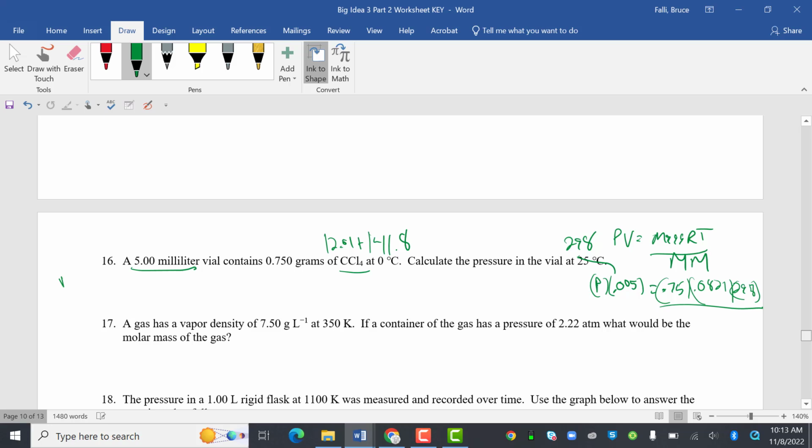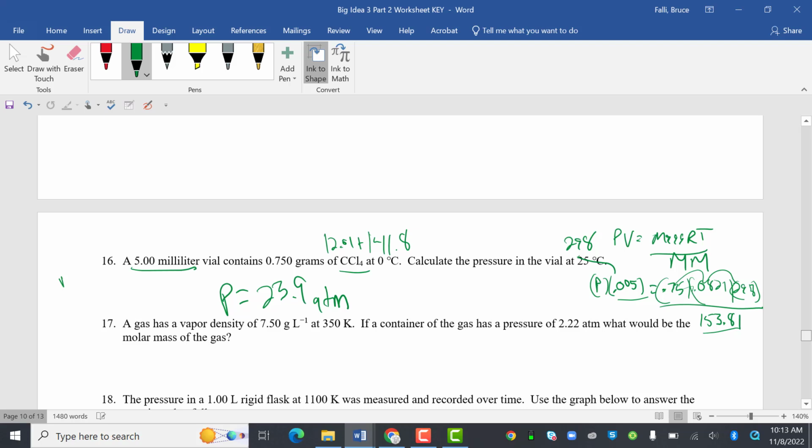And so that's 153.81. So P equals, let's do it, 0.75 times 0.0821 times 298. Notice I multiplied all of these, and I'm going to divide by this and divide by that. 153.81 divided by 0.005, I get 23.9 atmospheres of pressure. Now that's a really big number, so I'm going to run those numbers again.